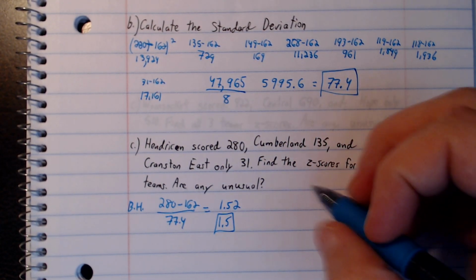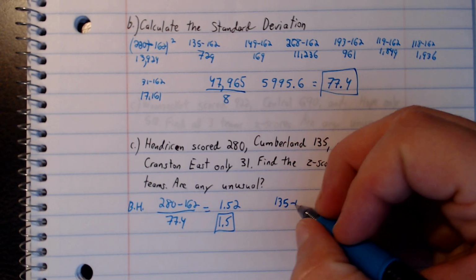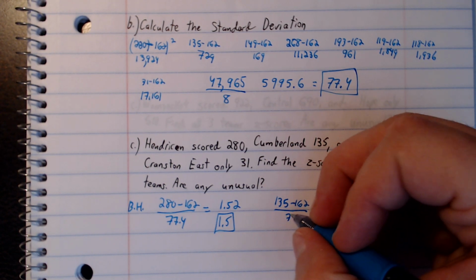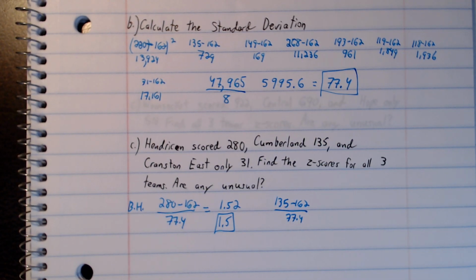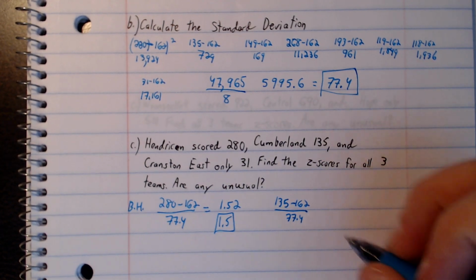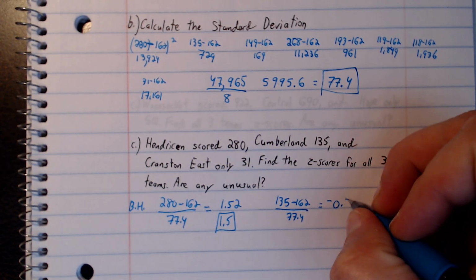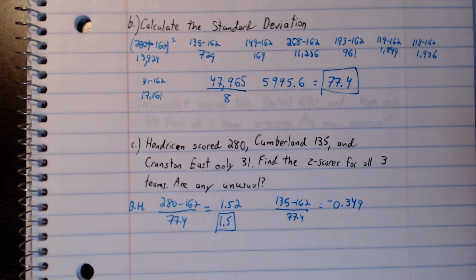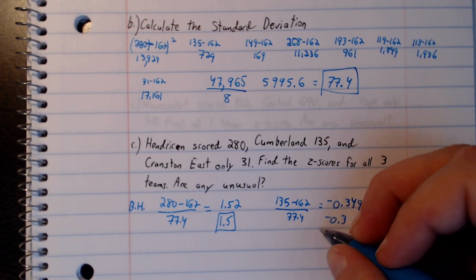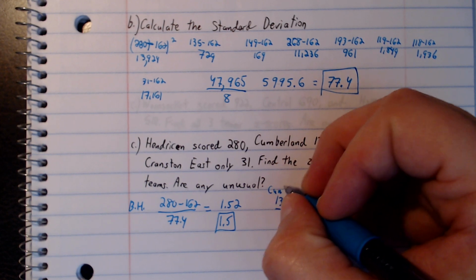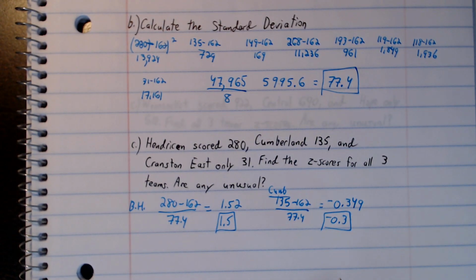That is not unusual at all. 135 minus 162 over 77.4. This should be really close because they're kind of right in the middle. So they were a little bit below, obviously, but 3, 4, 9. So this was Cumberland. They had a z-score of negative 0.3, so they weren't really that far off. They were kind of close to zero, close to the average.